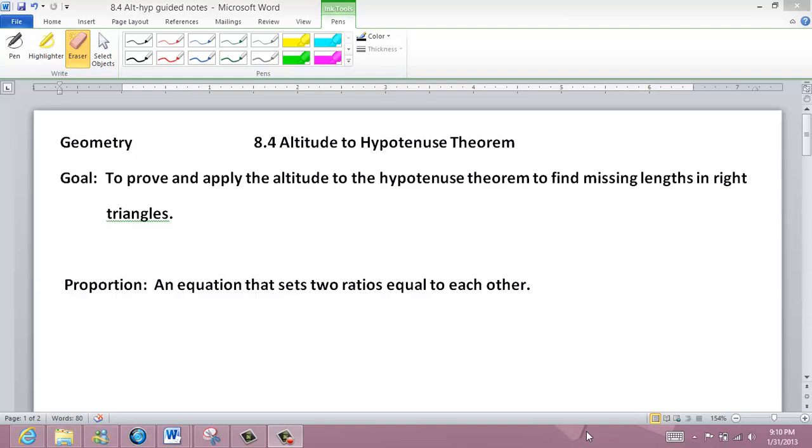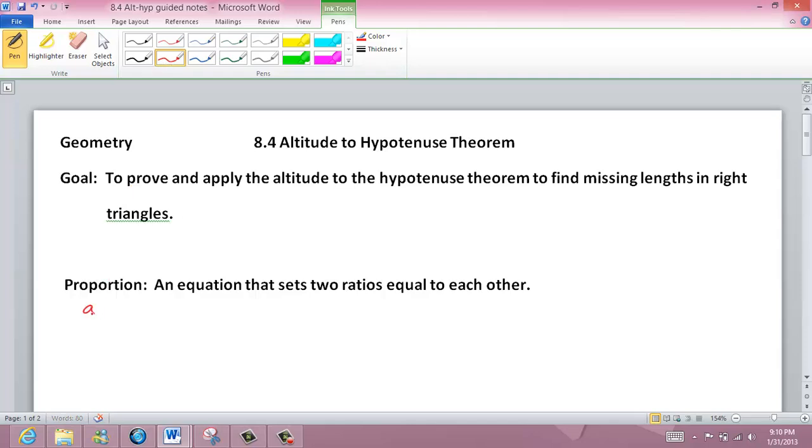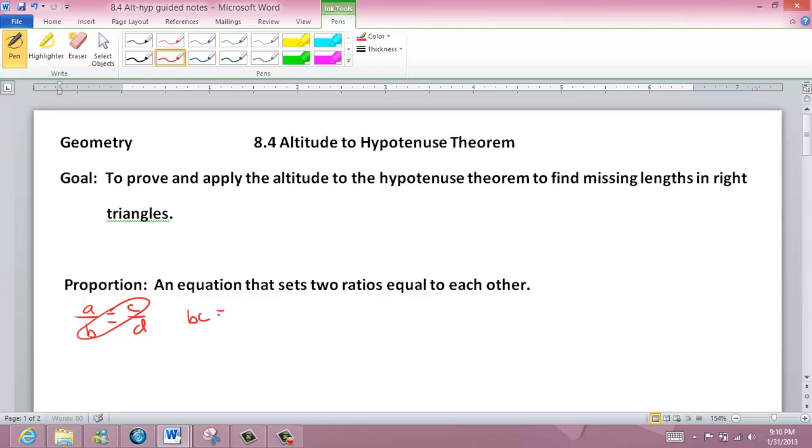So, first, a proportion. A proportion is an equation that sets two ratios equal to each other. So if I take this ratio A to B and I set it equal to the ratio C to D, this would be a proportion. Now, in a proportion, we have to know that the cross products are equal. So if I cross multiply that way, BC would be equal to AD.